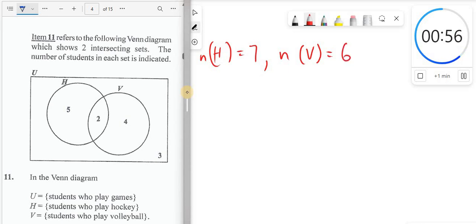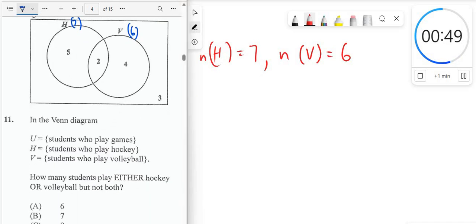So we know that we should have 7 up there, and we should have 6 here, right? Number of elements in those sets. But anyways, what was really asked though? H represents hockey, sorry, and V stands for volleyball, right? Makes sense, based on the letters. So H for hockey, those students who play hockey. V for those who play volleyball. How many students play either hockey or volleyball, but not both?